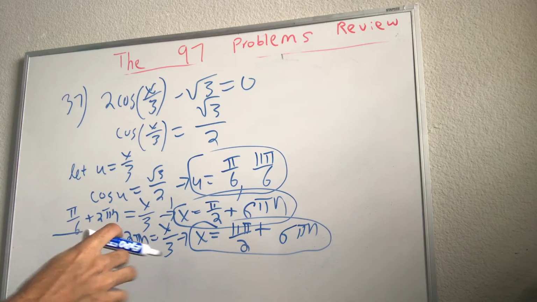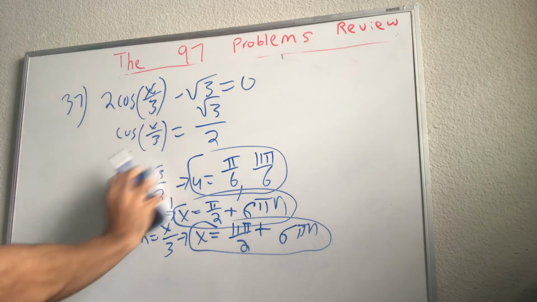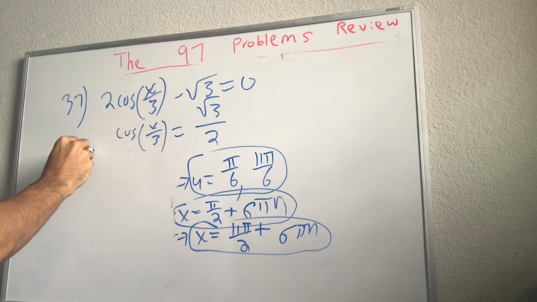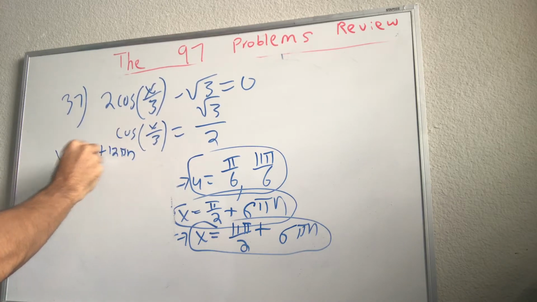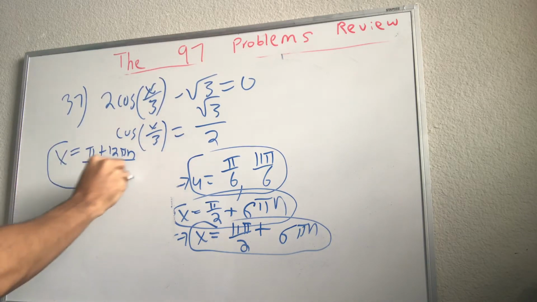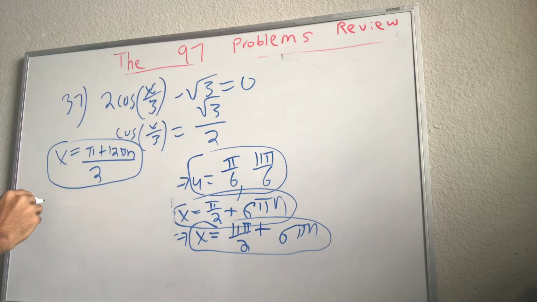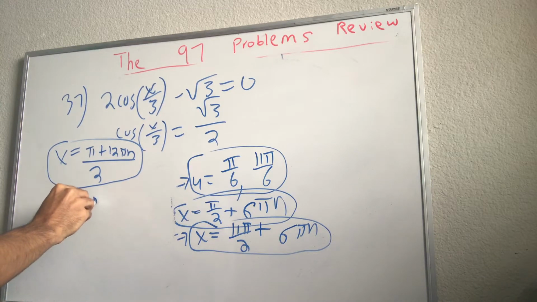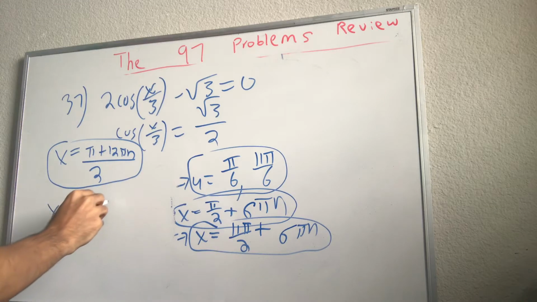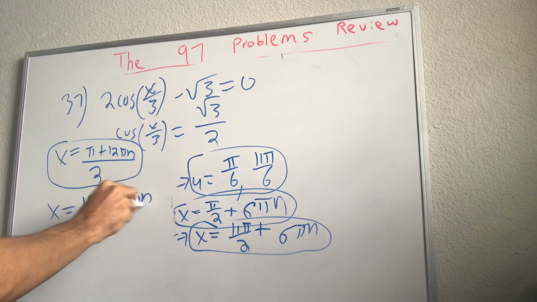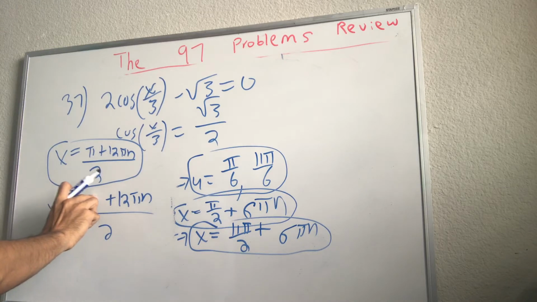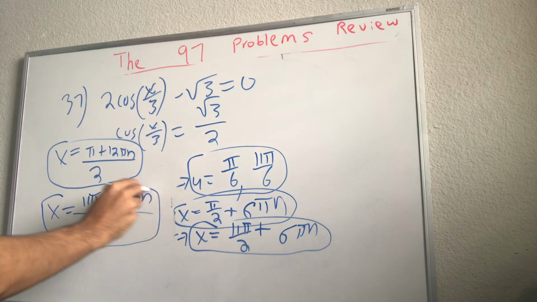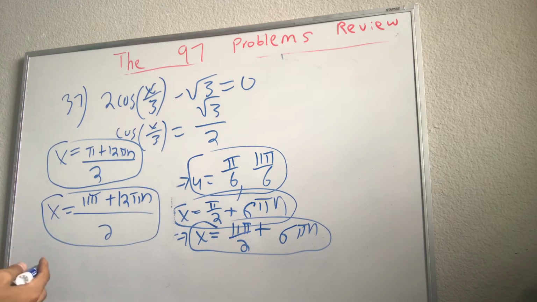Now we can have our common denominator, so let me just erase this. Here we can now say that x is equal to pi plus 12 pi n divided by 2. That's one of your x equations. And the second one, again using the common denominator, you would have 11 pi plus 12 pi n divided by 2. Again, this is 11 pi here. So we have this as our second equation. And now all we're doing is plugging in values for n, which is an integer.